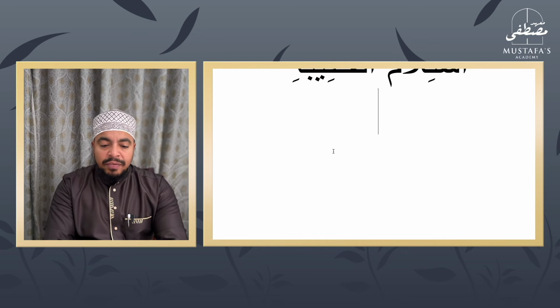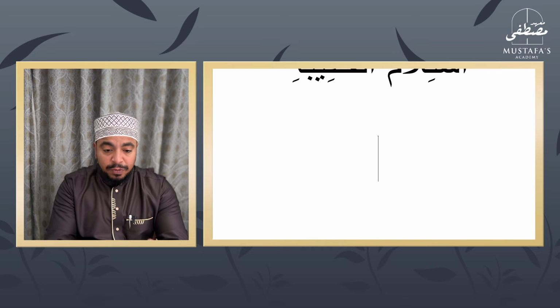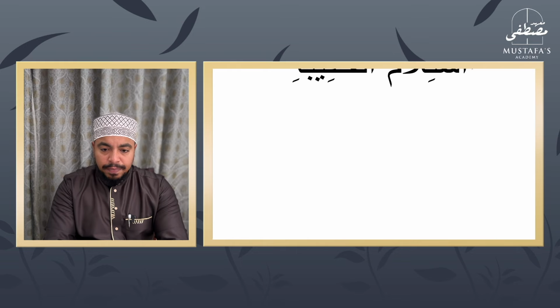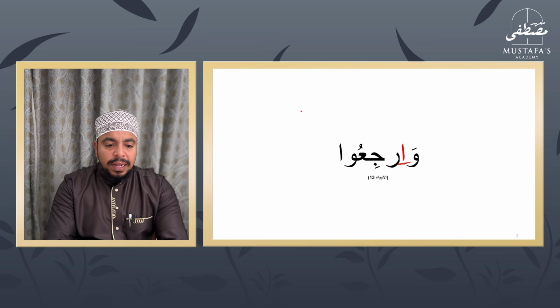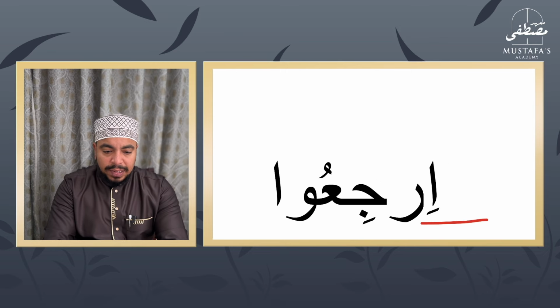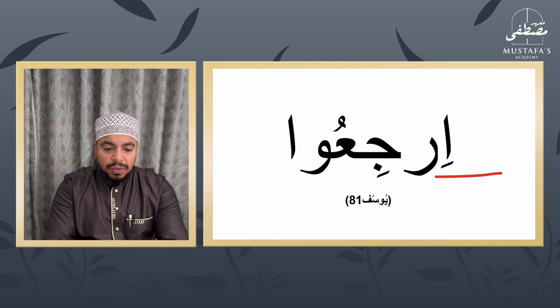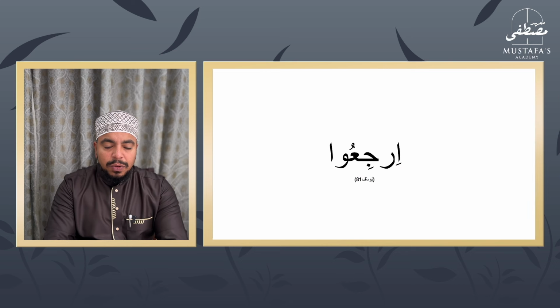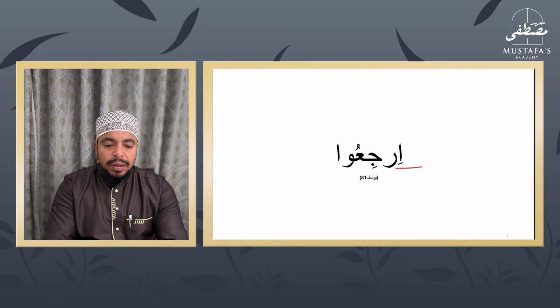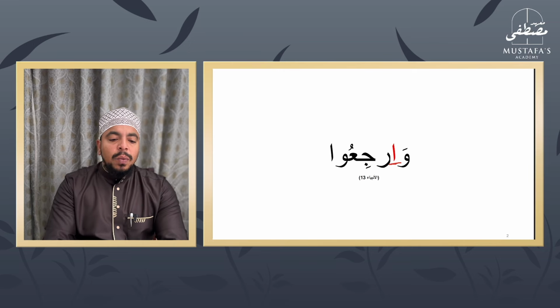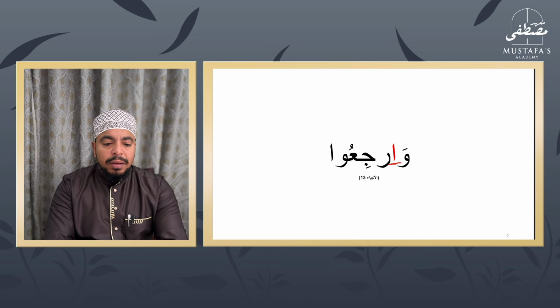One of the other examples that we have, the reason why writing Arabic is really important, and I want us to go back to the PowerPoints. Let's see. Yeah, let's go to the PowerPoints. Yeah, we have irji'u. We said irji'u, isn't it? Irji'u and warji'u. Another example, and I wrote over here, you see, warji'u, for example. Irji'u, Yusuf number 81. Warji'u, Anbiya number 13. Anbiya number 13.